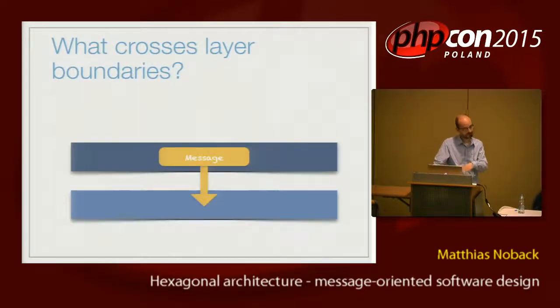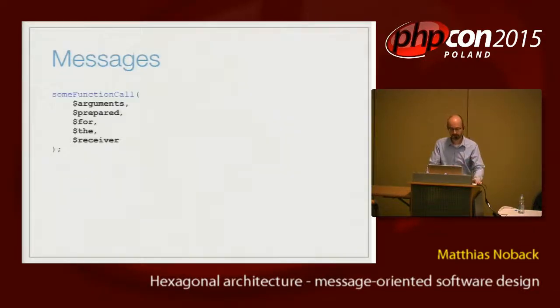Looking at these layer boundaries, we can ask ourselves what crosses those boundaries. And those things that are being crossed, or that cross the boundaries, are called messages. Looking at a piece of code, this is what a message call might look like. So it can just be a function call, and then the arguments combined with the name of the function would be the message itself. So the application knows to whom to send this message with which particular set of data.